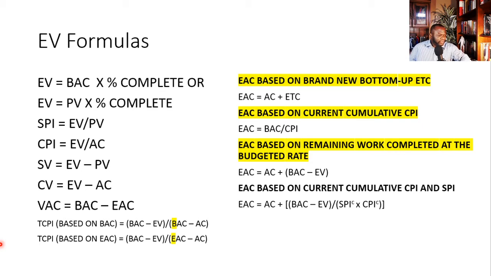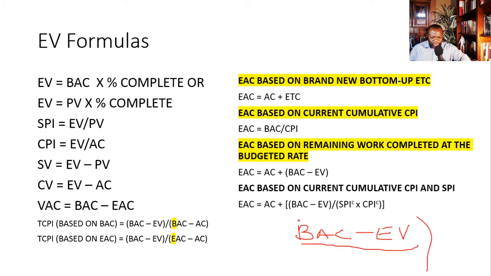Now, to give you the illustration of how it will look, this should really be this: BAC minus EV divided by, you get what I mean.